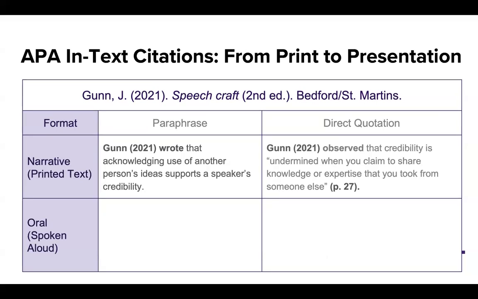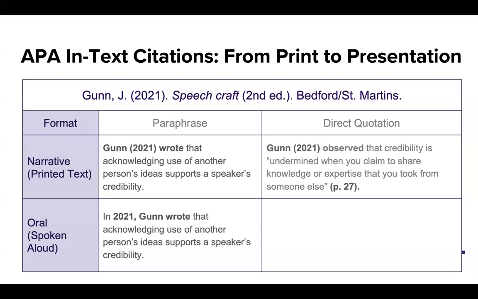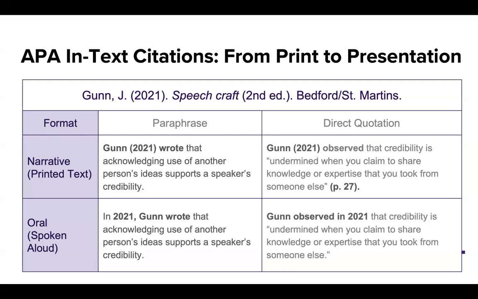The citation examples we've been looking at pertain to when we're writing a paper or even printing citations on slides in the body of a presentation. But how do these translate into oral citations, or what we would say aloud to create attributions as we're presenting or giving a speech? If we need to consider APA style when we're speaking instead of writing, we can easily adapt our written narrative citations. So, for instance, we can say in 2021, Gunn wrote that acknowledging use of another person's ideas supports a speaker's credibility. Or Gunn observed in 2021 that credibility is undermined when you claim to share knowledge or expertise that you took from someone else.